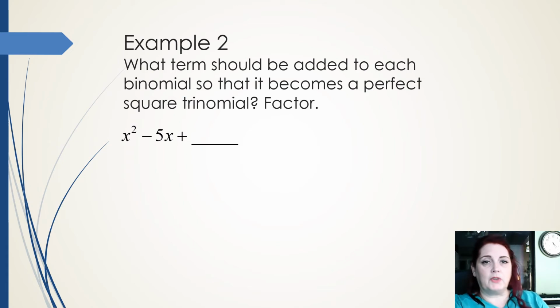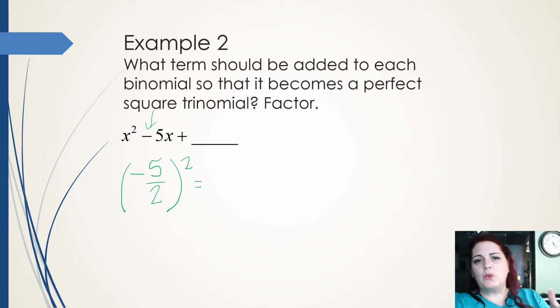Once again, the same directions. What term should be added to each binomial so that it becomes a perfect square trinomial? This time, though, what's different is that this is negative, and that does belong to the b, and it's an odd number. So when I take negative 5 and I divide it by 2, and I'm going to square that, I'm going to leave it as a fraction because negative 5 divided by 2 does not give me an integer. So I'm going to leave it as a fraction rather than a decimal. So I'm not going to do anything to it. Let's go ahead and square it.